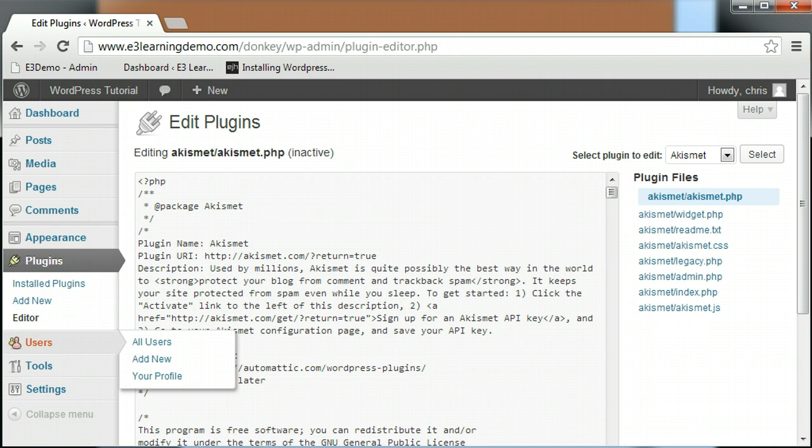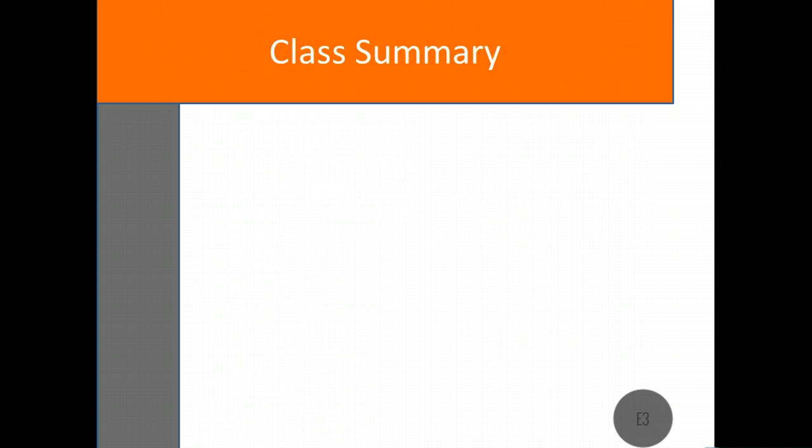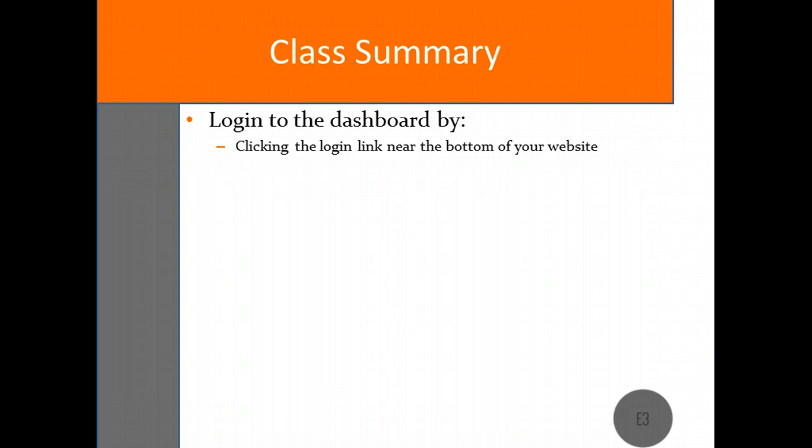Let's recap what we talked about today. First and foremost, there are two ways to log into your WordPress dashboard. You can either click the link at the bottom of your website to bring up the login page, or type in the address to the login page.